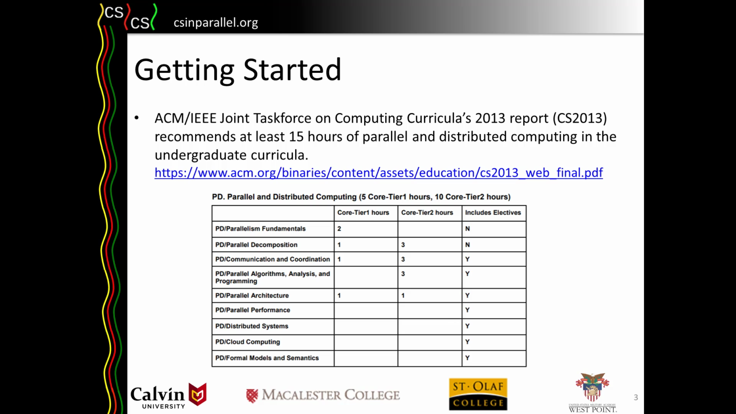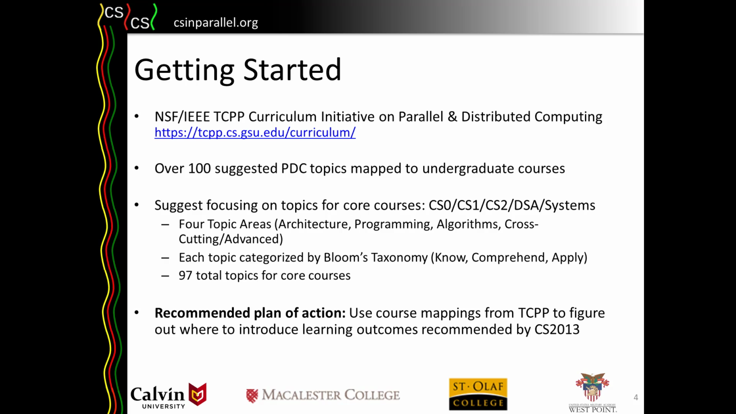From our analysis of CS 2013, the Tier 1 and Tier 2 learning outcomes primarily focus on multi-core computing, though there are some learning outcomes related to distributed computing. The other useful document to check out is the NSF-IEEE Curriculum Initiative on Parallel and Distributed Computing, which was released in 2012. They identified over 100 PDC topics and recommended which undergraduate courses were best suited to introduce them.